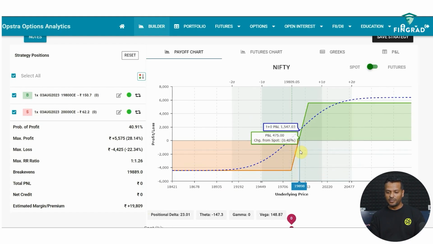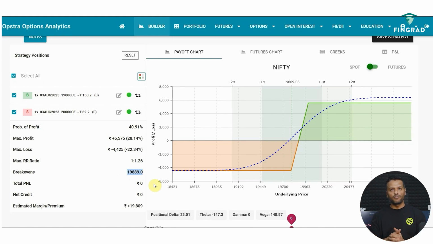So the break-even point in this strategy is the point of 19,889. Now how do we arrive at this point? So basically what you do here is this: whatever amount of premium you have overall paid, because you have bought at the money and sold out of the money, there'll be an outflow initially. So whatever units of outflow you have, you add that to the at-the-money strike price, and you get the break-even point, that is 19,889, as you can see here from the screen. So that is a simple strategy implementation of bull call spread when you have a moderately bullish view.